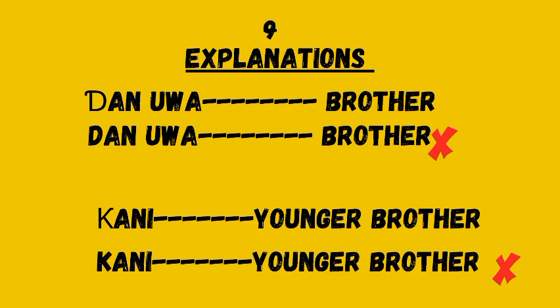If you want to pronounce younger brother, you say ƙani. This way you will sound like a native speaker, but if you pronounce it as kani, you're not sounding like a native speaker. It's the wrong pronunciation.